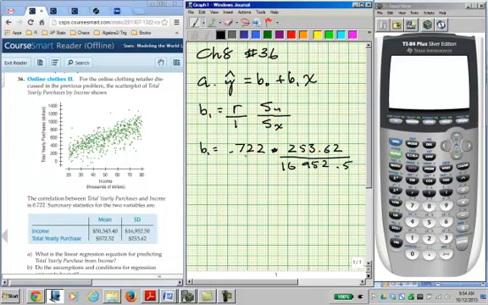Correlation R, 0.722 times the standard deviation of the dependent variable, the response variable, which is total yearly purchases. It's the one on the y-axis, 253.62, divided by the standard deviation of the independent variable, in this case income. That standard deviation is 16952.5. So we will put this into our calculator.